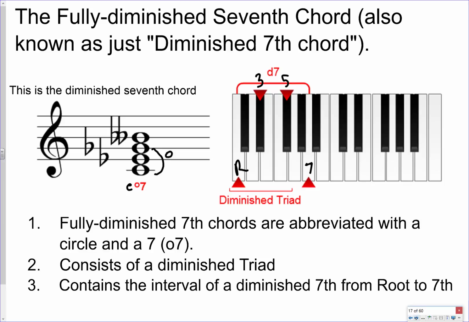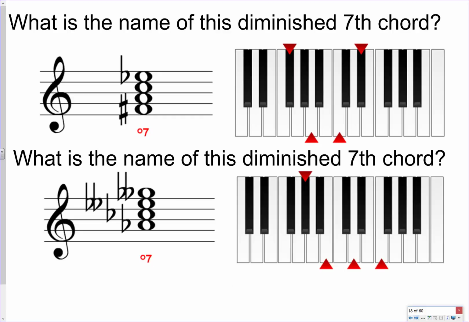Okay, so now, please tell me the name of this diminished seventh chord. This is an F sharp diminished seventh, or F sharp fully diminished seventh. Why? Because I have a diminished triad and I have a d7 from root up to seventh.